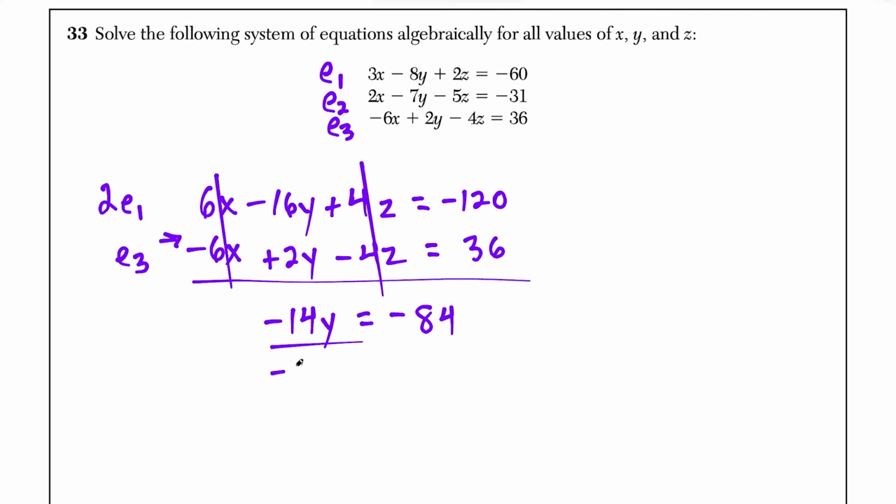So now I just divide both sides by negative 14. And this is going to give us y is equal to 6. So this is one of the variables solved for. Now this is going to be useful when I have to solve for one of the other variables.